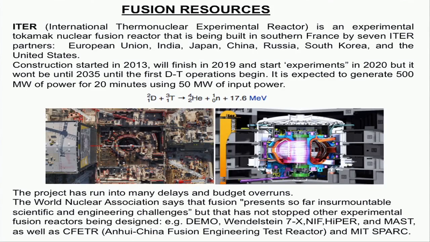So there's a lot of work currently going on in fusion. A few years ago, for example, in 2013, production was started. Initially, it was supposed to finish in 2019, of the ITER, the International Thermonuclear Experimental Reactor, which is a collaboration between multiple international partners to produce the world's first practical fusion reactor. This is a tokamak reactor. And it was expected to generate about 500 megawatts of power, but only for 20 minutes, using 50 megawatts of input power.